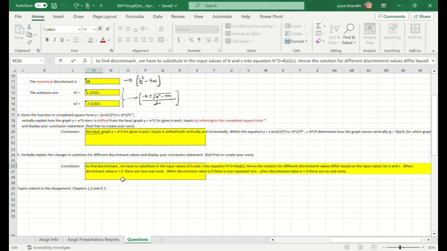When the discriminant is greater than 0, there are 2 real roots. When the discriminant is 0, there is 1 repeated root. And when the discriminant is lesser than 0, there are no real roots.